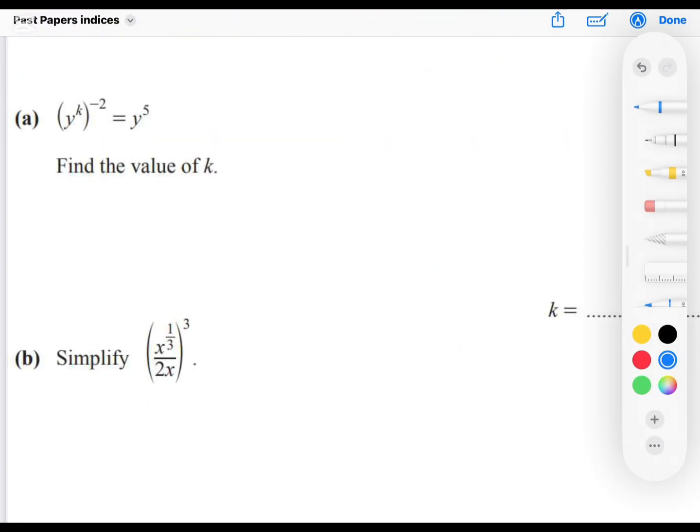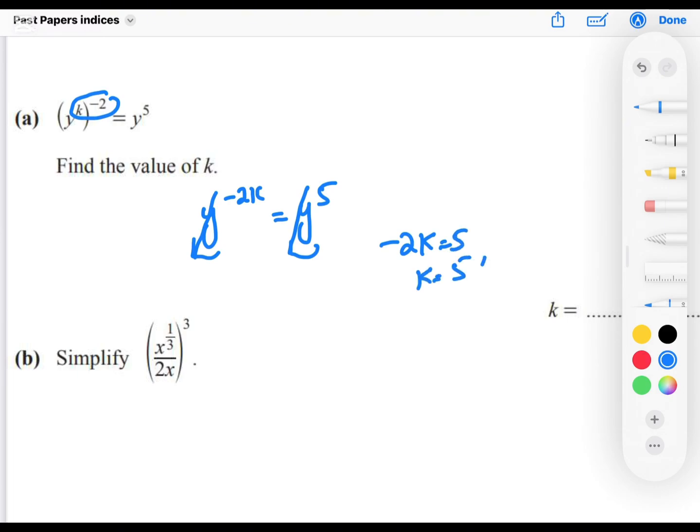Now again we have to find the value of k, that is written on the power, so we have to make the power a base. These two powers are multiplying, so it will become y to the power minus 2k, and y is equal to power 5. Now both the bases are the same, so the bases will be cancelled out and the powers will become the bases. Negative 2 will go to the other side and divide, because negative 2 is multiplying, so it will remain negative 2.